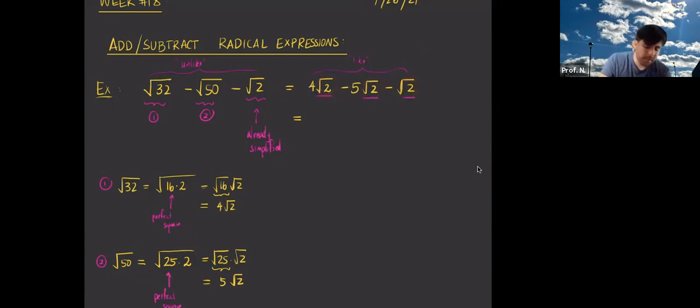Or I can write this, this rad 2 here, you can think of this rad 2 as having 1 in front of it. So I have 1 rad 2. So when we have such a thing here, we're really just going to be combining the coefficients. Whenever we combine like terms, right, we're combining the coefficients. So we're leaving the rad 2 the way it is. And we're really just saying, hey, what is 4 minus 5 minus 1? Well, 4 minus 5 is negative 1. Minus 1 is negative 2. So the answer is negative 2 rad 2.